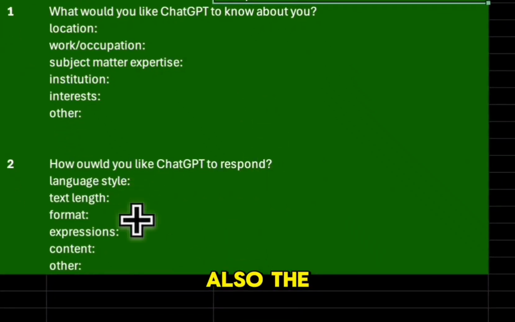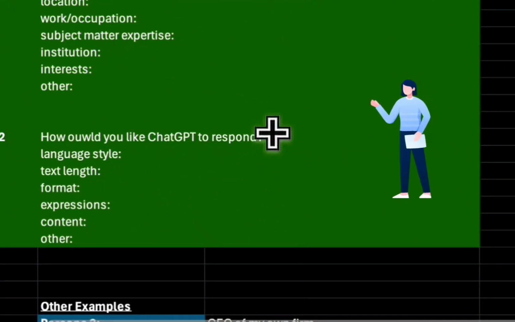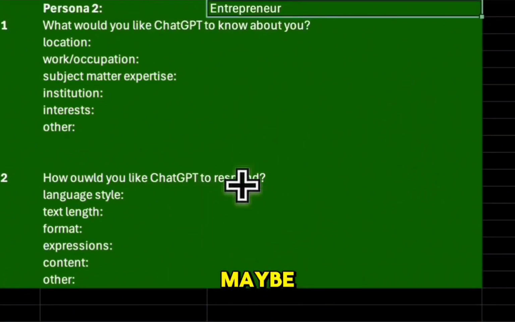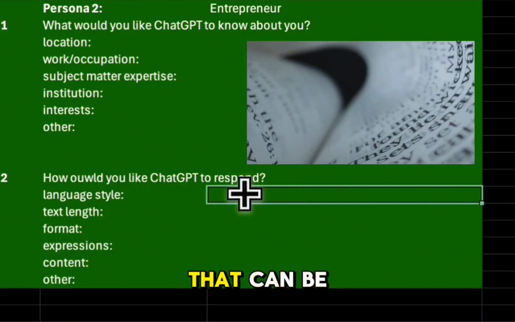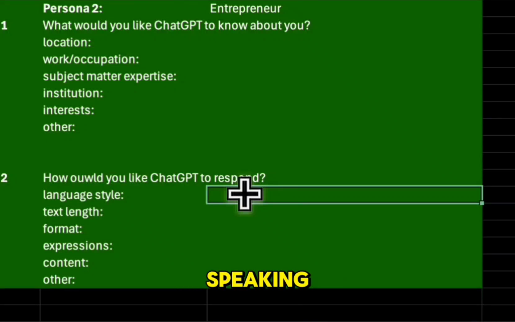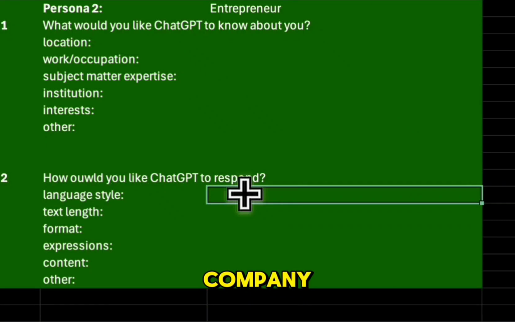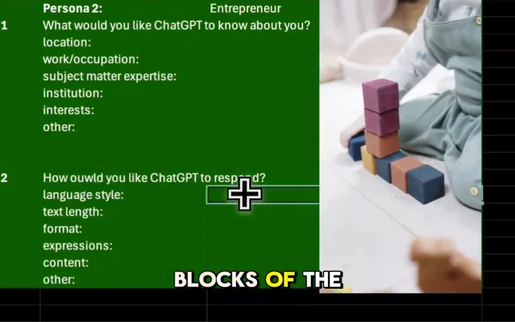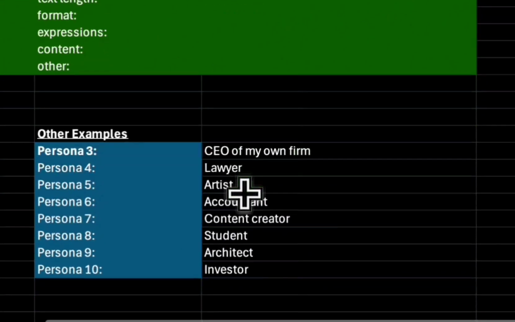Also, the specific style in which you want the model to present you the responses. For instance, for an entrepreneur, maybe the user would like the responses to be presented in the format of frameworks that can be easily understood and captured conceptually, because it would help the entrepreneur map, for instance, the value proposition as opposed to the customer profile proposition, or build a business model canvas for their company and bridge the link between the different blocks of the startup. So that is also an important element to take into consideration.